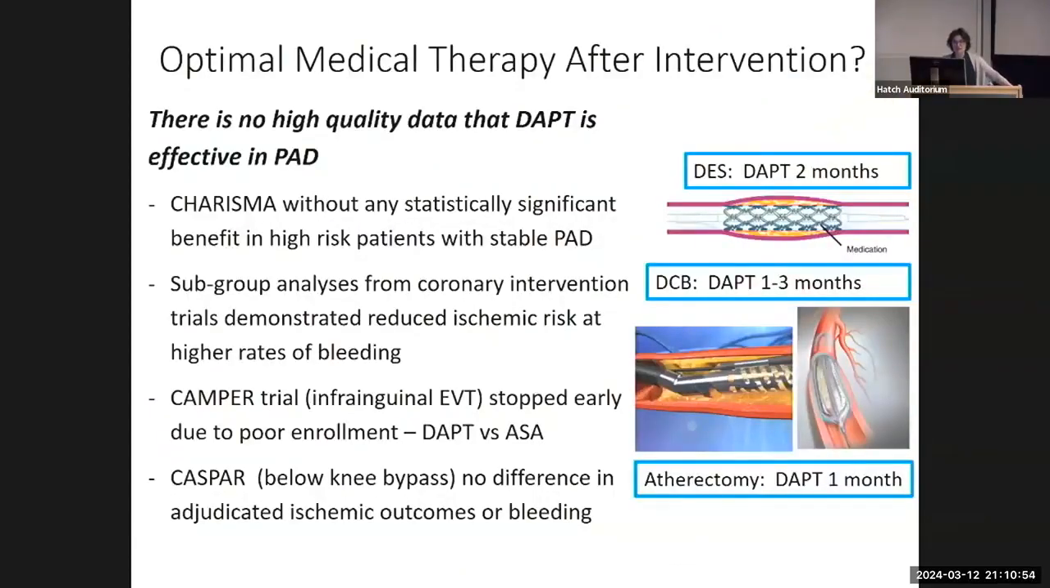So what is the optimal medical therapy after intervention, and how can we prevent these poor outcomes? Well, I mentioned there's no high quality data that DAPT is effective.